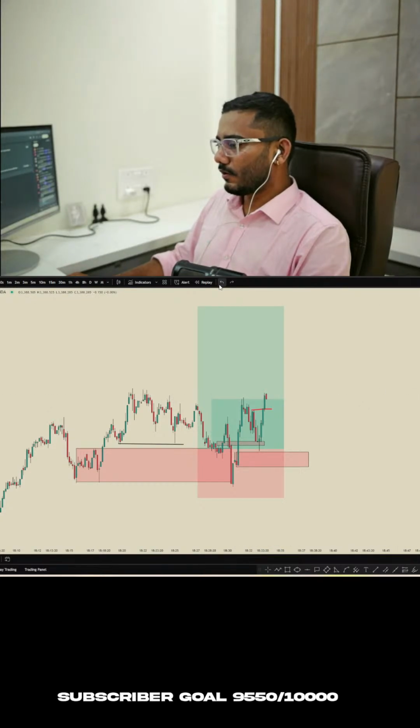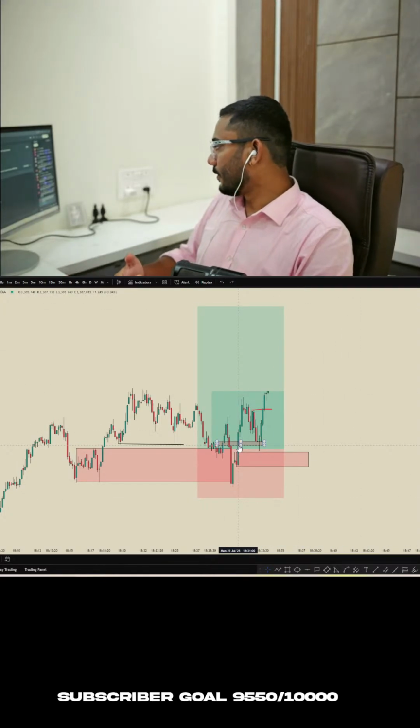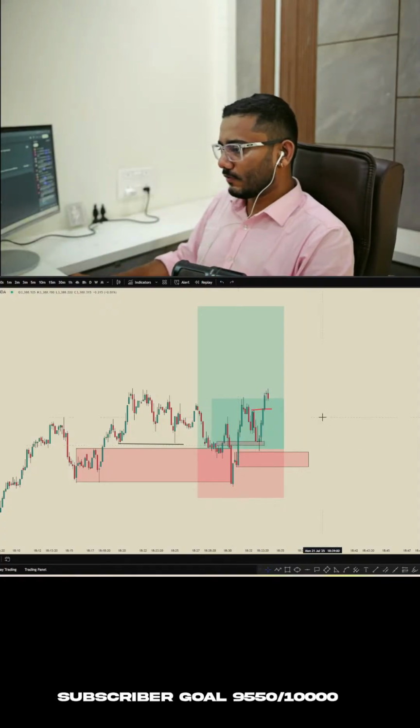And this is where, if price continues ahead to the upside, we can put our stop loss at the break even.